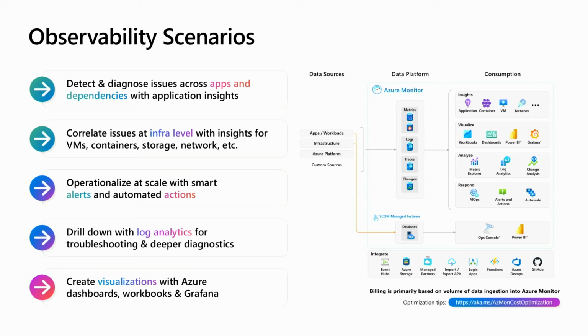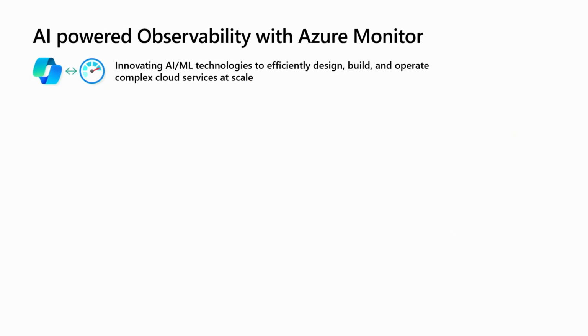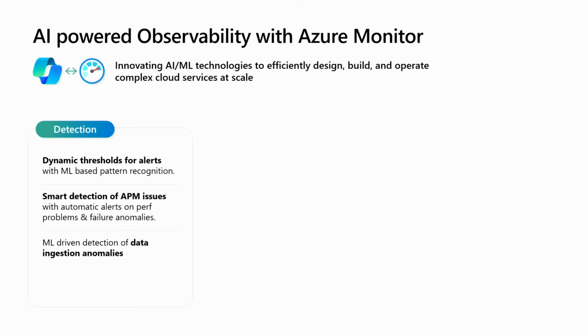Now, we talked about these scenarios. One of the major scenarios that I really want to spend a few minutes on is how we are incorporating AI technology as part of our solution stack. And when I say AI, it's both machine learning as well as large language models. So there are three distinct scenarios where we are incorporating these capabilities: detection, troubleshooting, and optimizations. Let's look at what capabilities we provide in each of those.